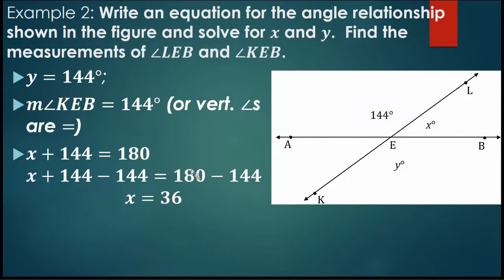And we can always verify this. Plug in 36 to the original equation. 36 plus 144 equals 180. So x equals 36 degrees. So therefore, the measure of angle LEB is 36 degrees.